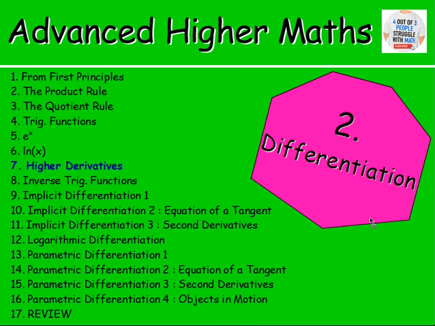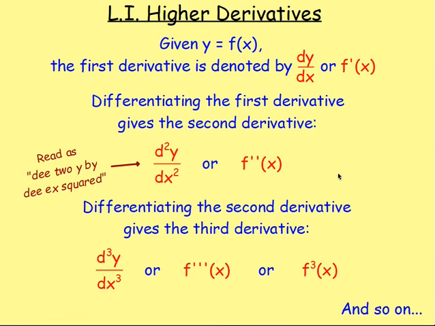Once we finished with ln x, we moved on to look at higher derivatives. Higher derivatives are basically when you differentiate again and again. If you have y equals f of x, you can differentiate to get dy by dx, or f dash x. If you differentiate the first derivative, you get the second derivative, which is d2y by dx squared. And you can also write it as f double dash x, or f dash dash x.